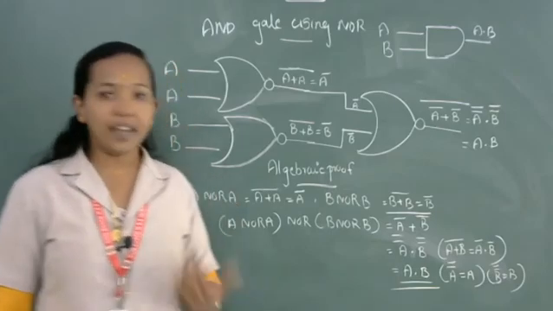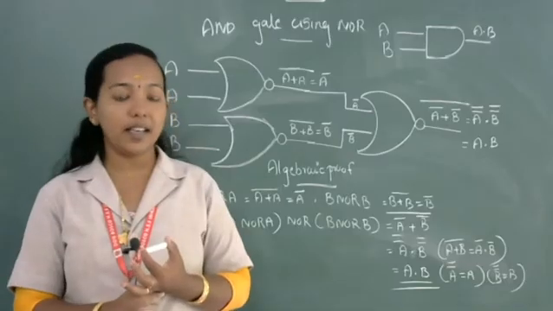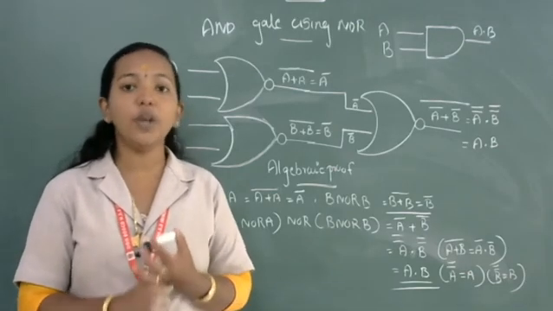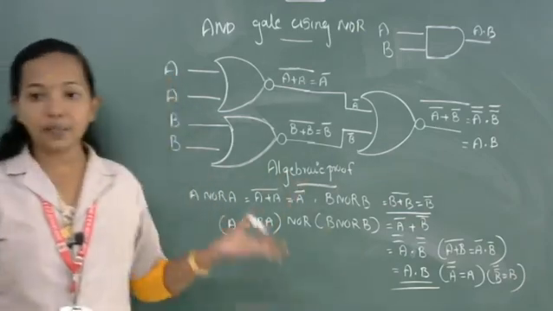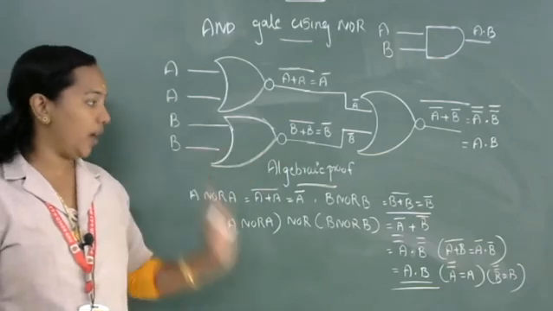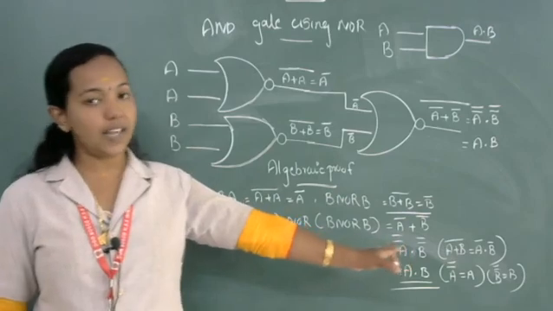So again we will revise the topics that we studied in this video: implementation of basic gates using NOR gate. NOR gate is an example of a universal gate. So using NOR gate we can implement NOT gate, AND gate and also OR gate. So I think it is clear. Everything I explained on the board itself: first the circuit diagram and then the algebraic proof. Only the important algebraic proof statements I have written.